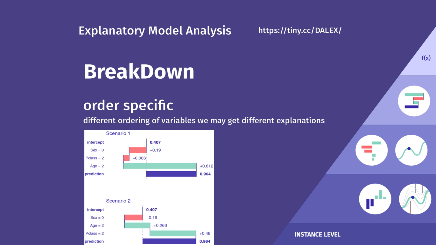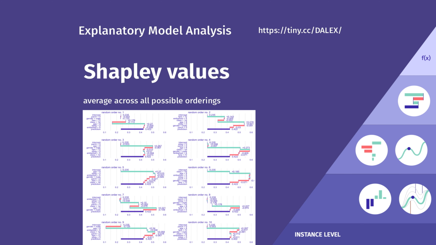The breakdown method is order specific. It means that for the different ordering of variables, we may get different explanations. In default settings, a greedy heuristic is used to identify the best order. Shapley values are defined as an average of variable attributions across all possible orderings. The number of orderings may be large, but we may estimate these values based on some random orderings. This way, differences between different orderings will be averaged out.